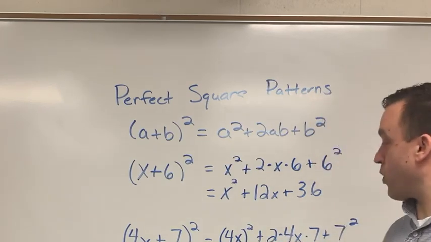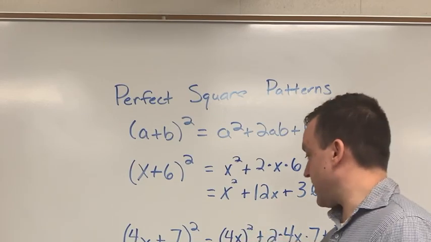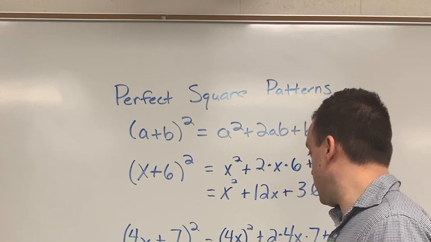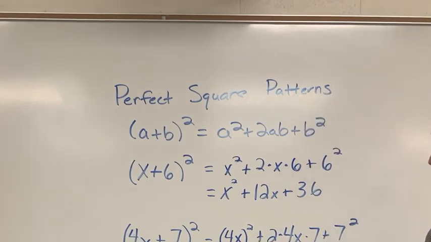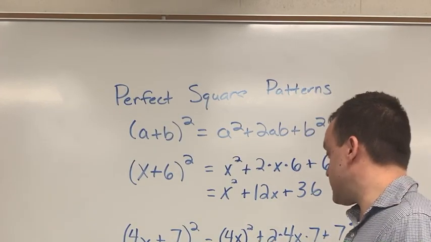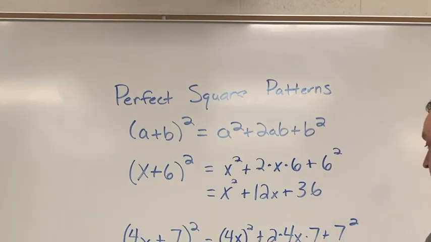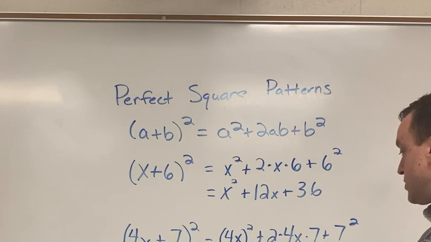Now if I square 4x, I have to square 4, so that gives us 16, and then squaring x gives us x squared, and then 2 times 4 is 8, times 7 would give us 56, then bringing on the x term, so 56x, and then plus 7 squared, which gives us 49.